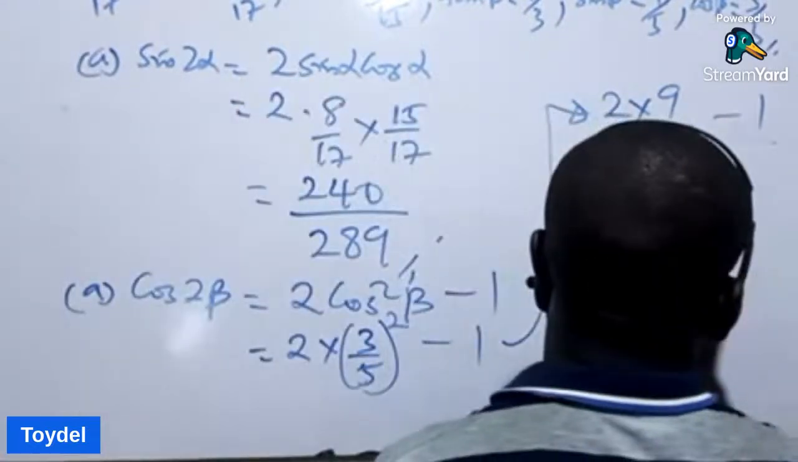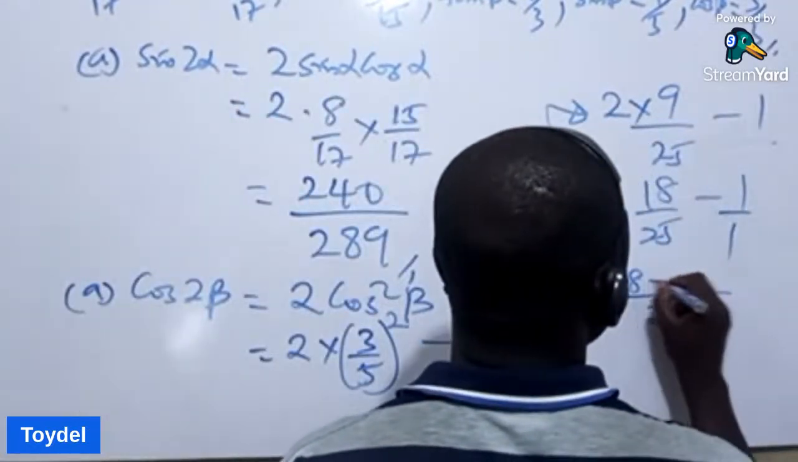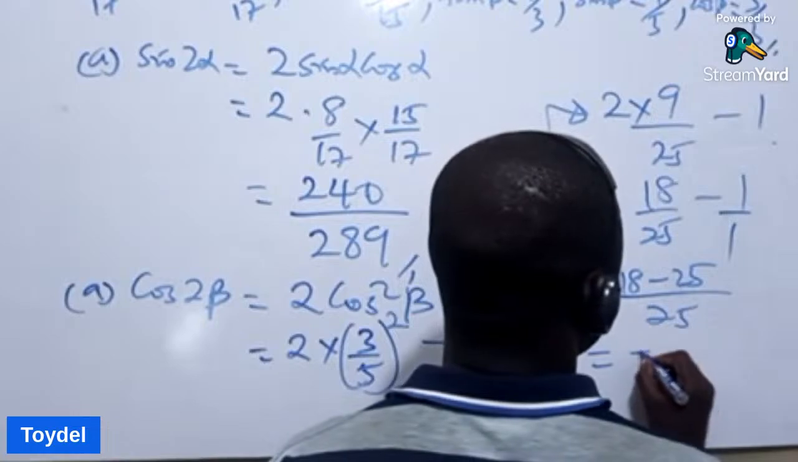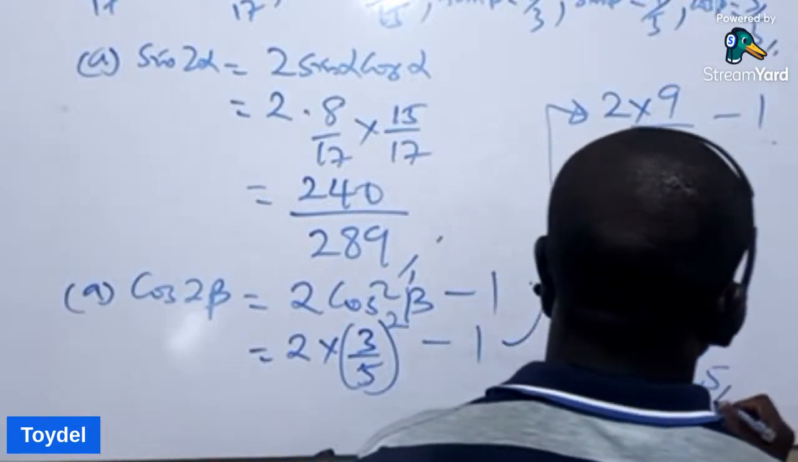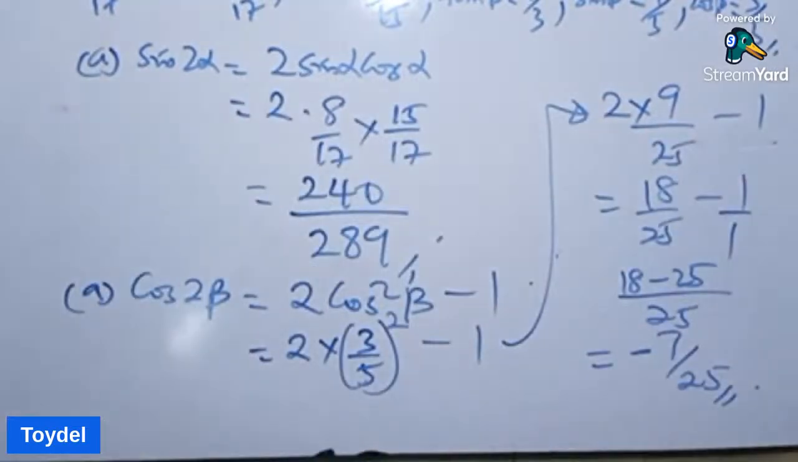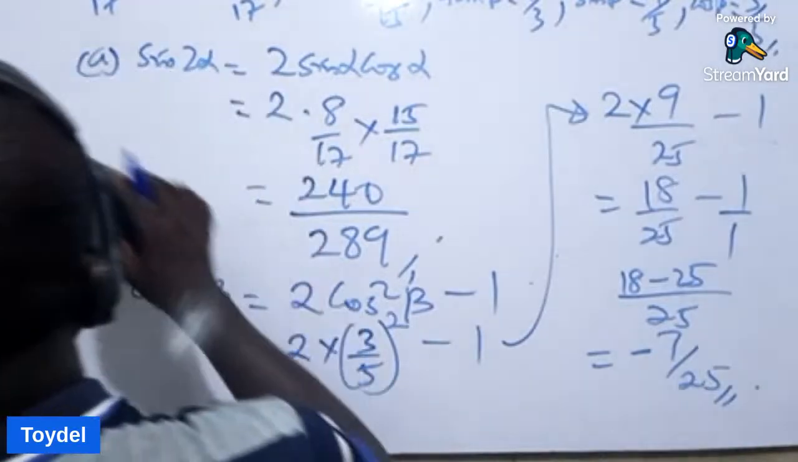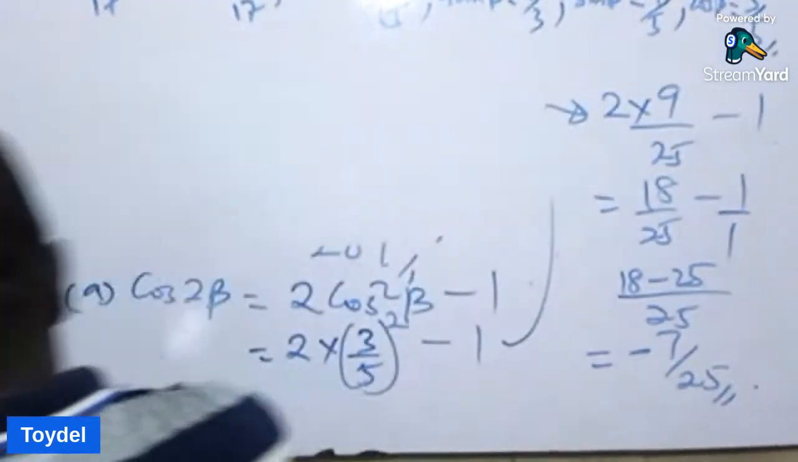So the LCM will be 25. I'm going to have 18 minus 25. So at the end of the day, I'm going to get minus 7 all over 25 as the expression for cos 2 beta. Then the last but not the least is where we have tan 2 beta.